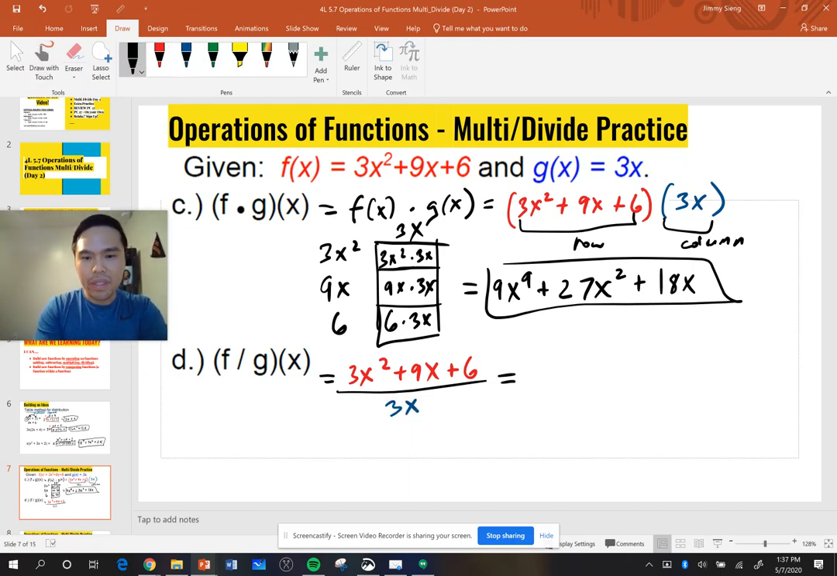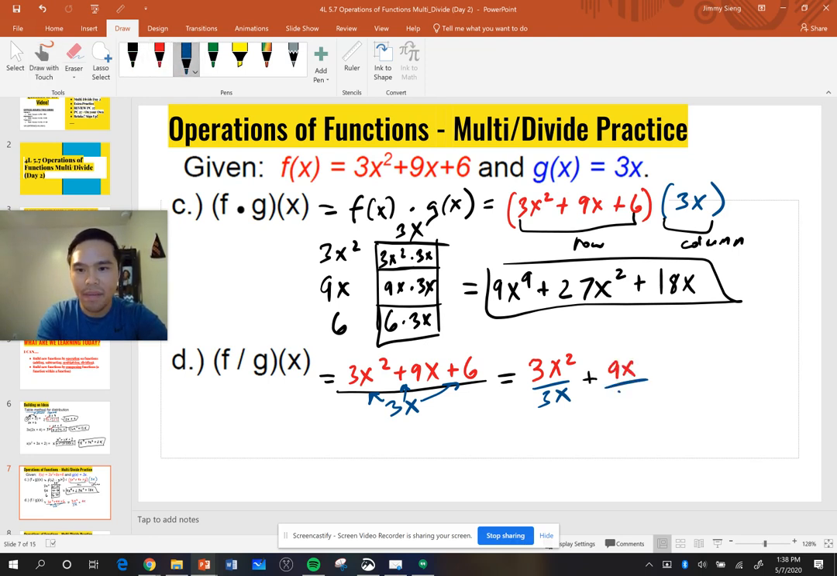So basically what we're doing is we're going to break this into pieces, okay? So this 3x in the bottom, in the denominator, we're going to take that and put it into these other pieces. It's the same thing as our normal division rules, right? When you break apart a bunch of terms together, they become individual terms with their respective denominator. So what I mean by that is this turns into 3x squared divided by 3x plus 9x divided by 3x as well, plus 6 divided by 3x.